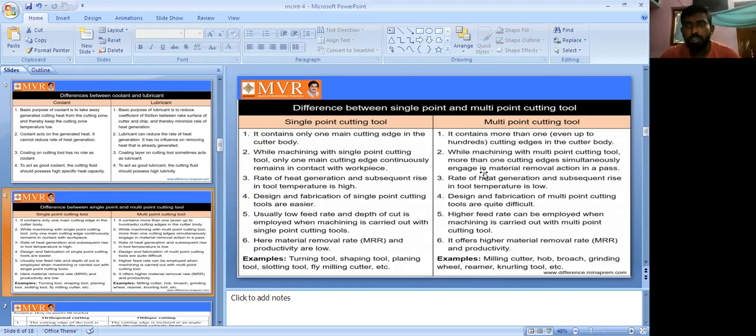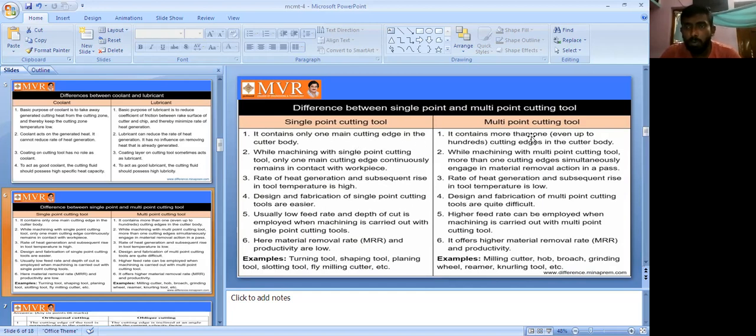Tools are generally of two types. The first is the single point cutting tool, and the next is the multi-point cutting tool. The single point cutting tool contains only one main cutting edge in the cutter body. So we can see one cutting edge in a single point cutting tool.